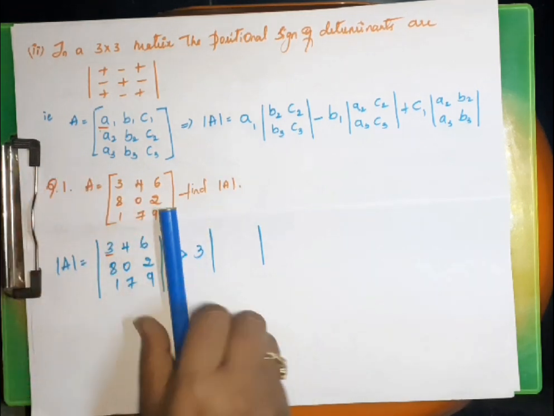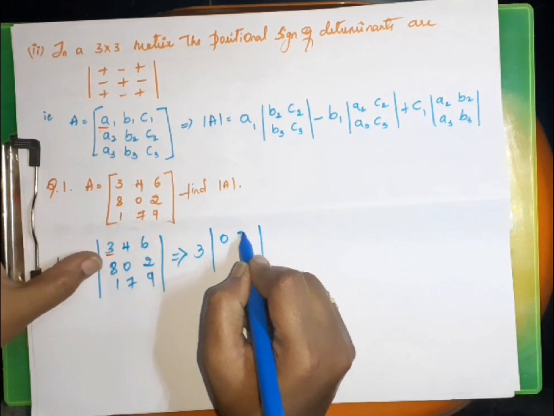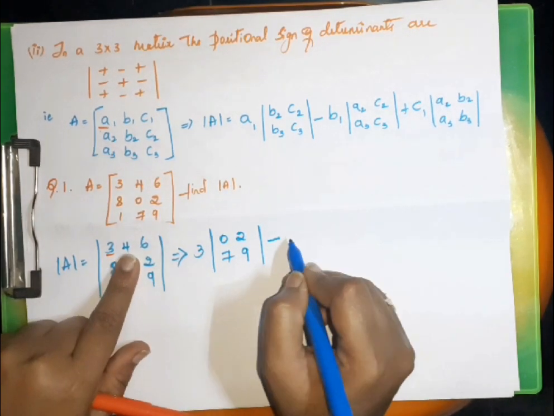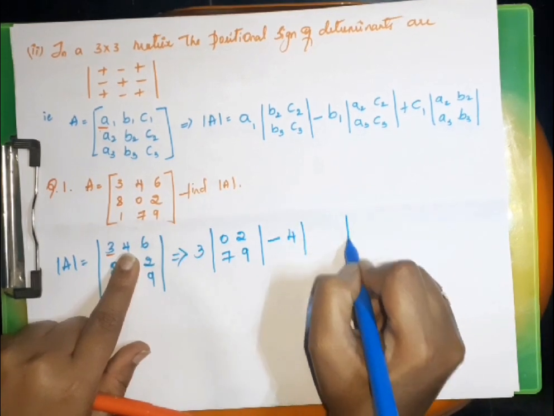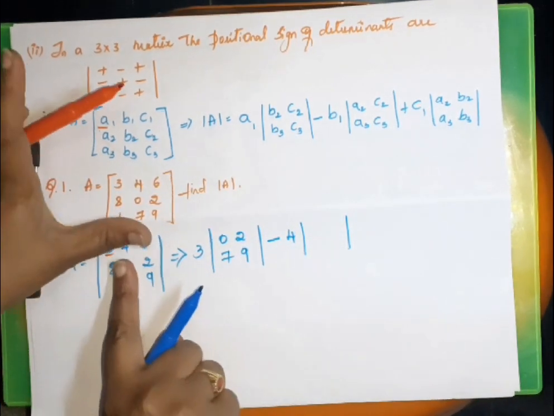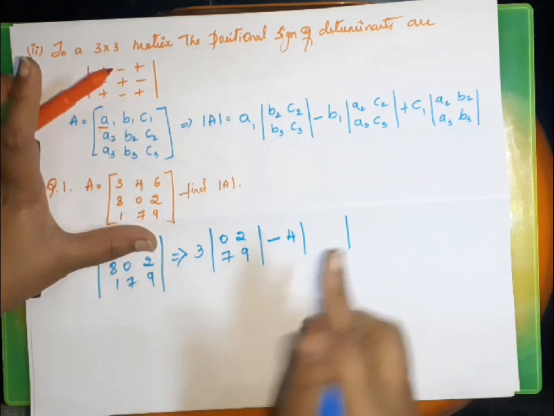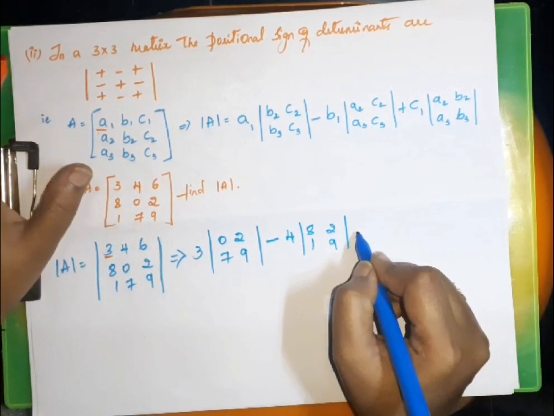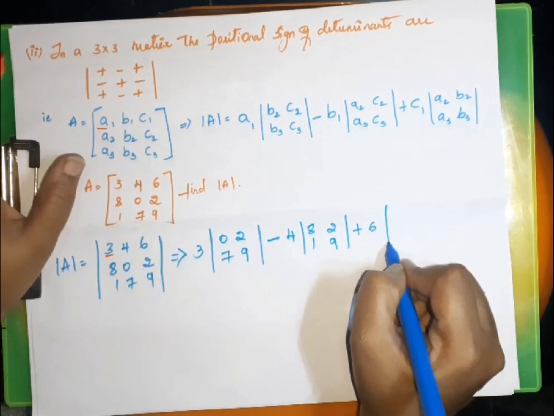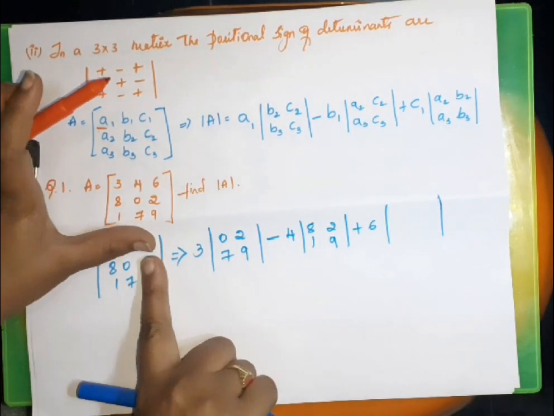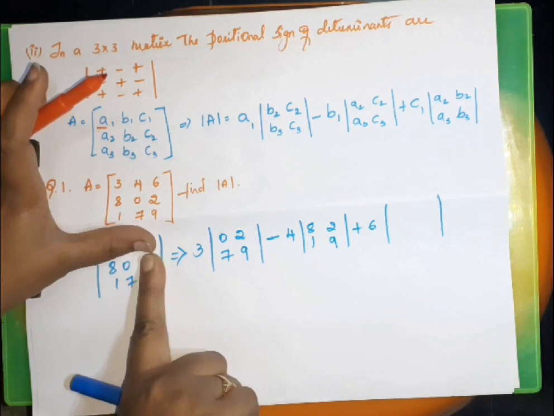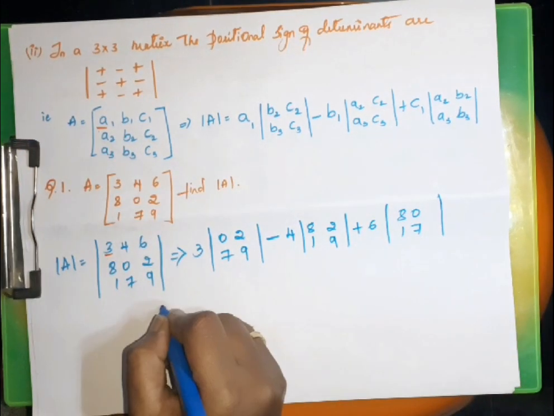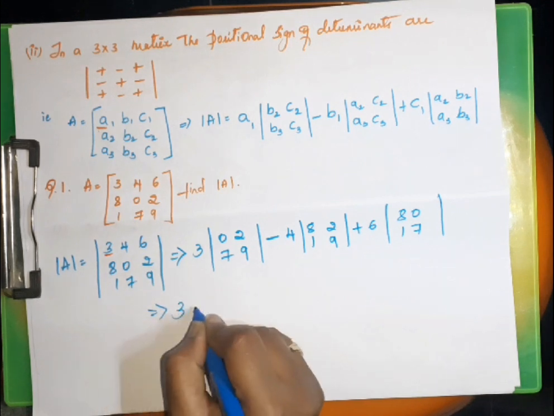Remaining numbers you have to write. So you'll get 0, 2, 7, 9. Then minus the second element is 4. Okay, write it. If you are eliminating this 2, you will get 8, 1, 2, 9. And plus 6, eliminate the row and column, you will get 8, 0, 1, 7. So after this, very simple, write 3.